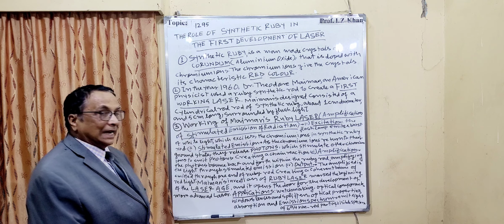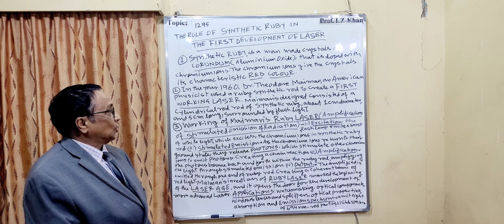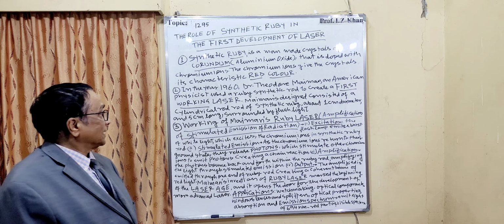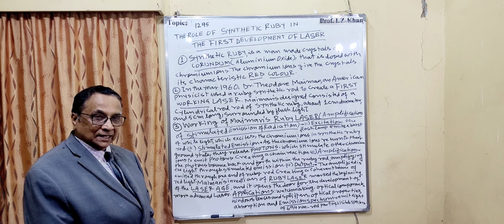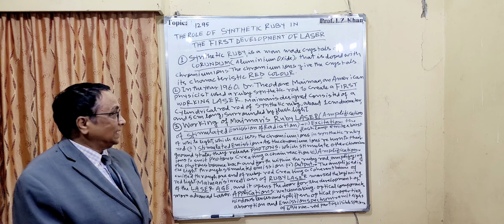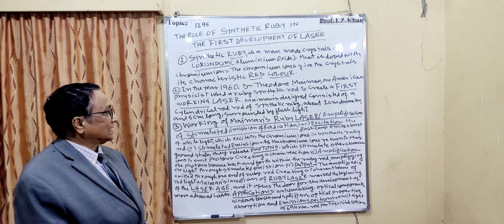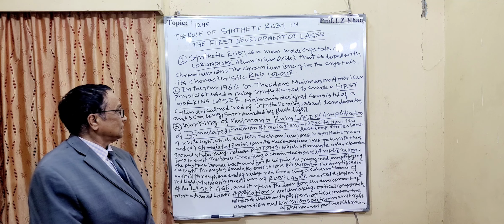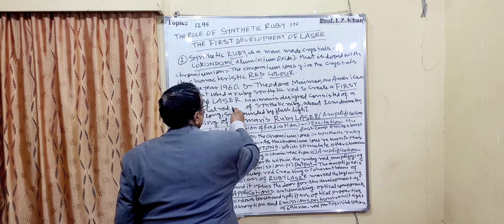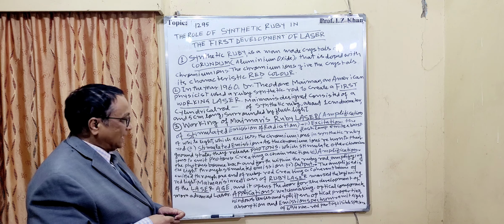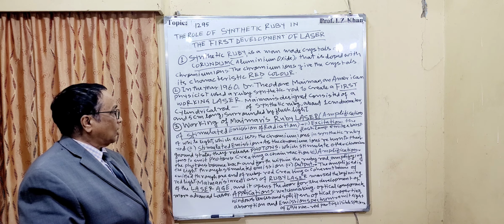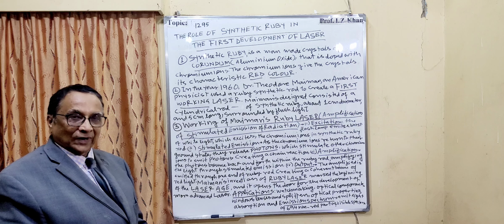Number two, in the year 1960, Dr. Theodore Maiman, an American physicist, used a synthetic ruby rod to create the first working laser, called the ruby laser. Maiman's design consisted of a cylindrical synthetic ruby rod, 1 centimeter in diameter and 5 centimeters long, surrounded by a white flash lamp.